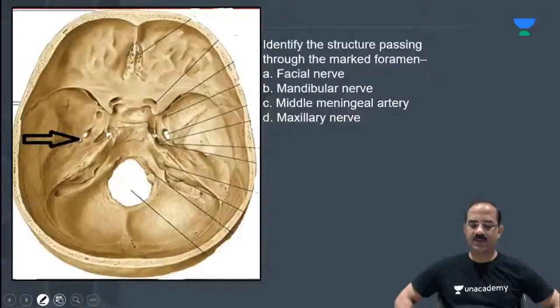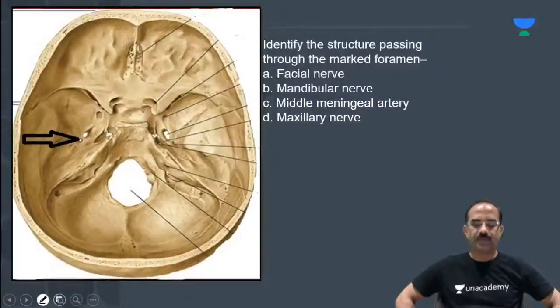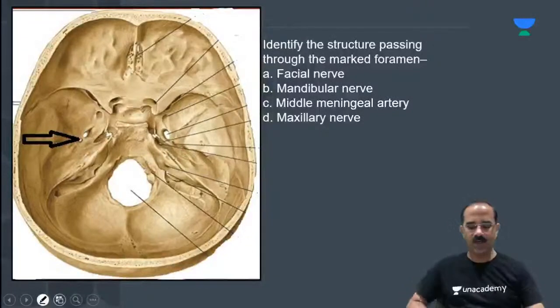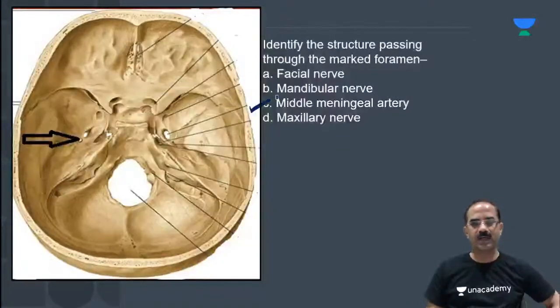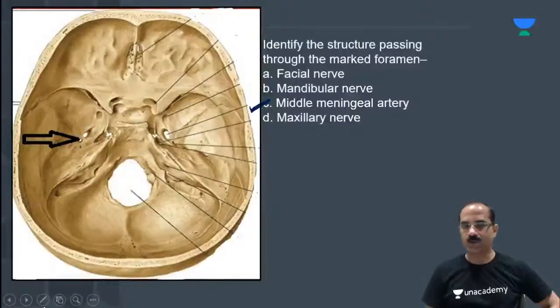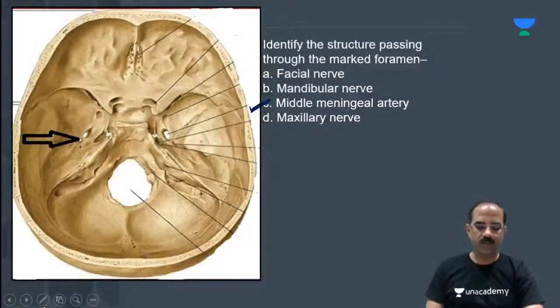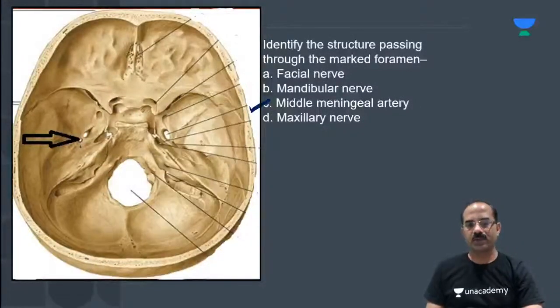Now answer, structures passing. Tell me the option. The marked structure is foramen spinosum. Yes, that's the middle meningeal artery. Very good. The answer is C. So what passes through the foramen spinosum is the middle meningeal artery and the nervus spinosus, which is the meningeal branch of the mandibular nerve.